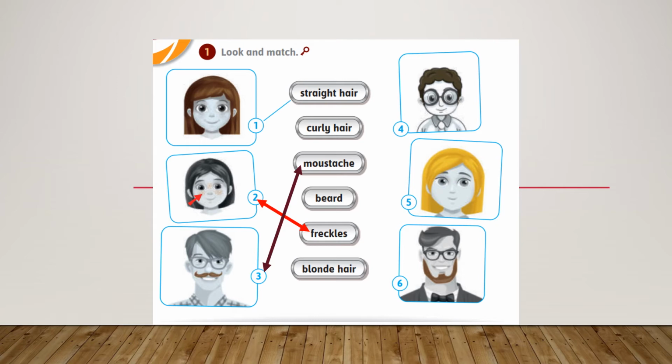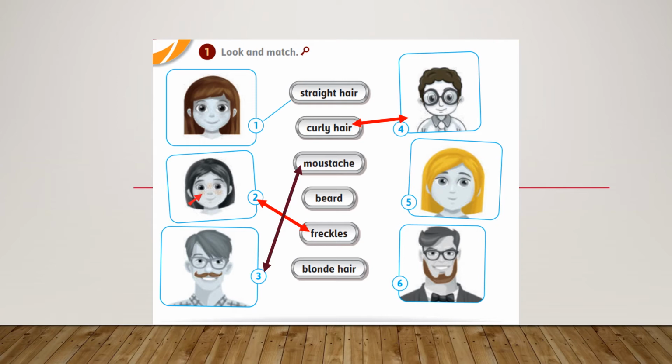And what about number 4? This boy, great. He has curly hair. If you look at picture number 1, this girl has straight hair, but in picture number 4, this boy has curly hair. So you can see the difference between the girl's hair, which is straight, and the boy's hair, which is curly.